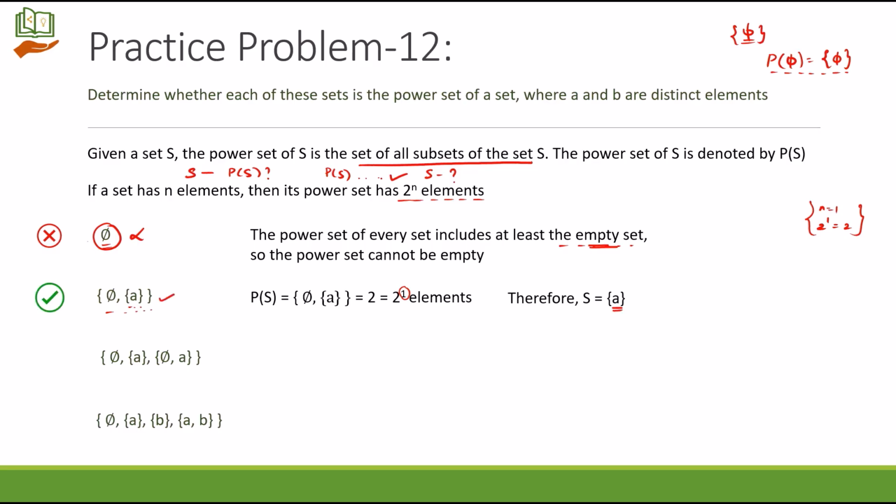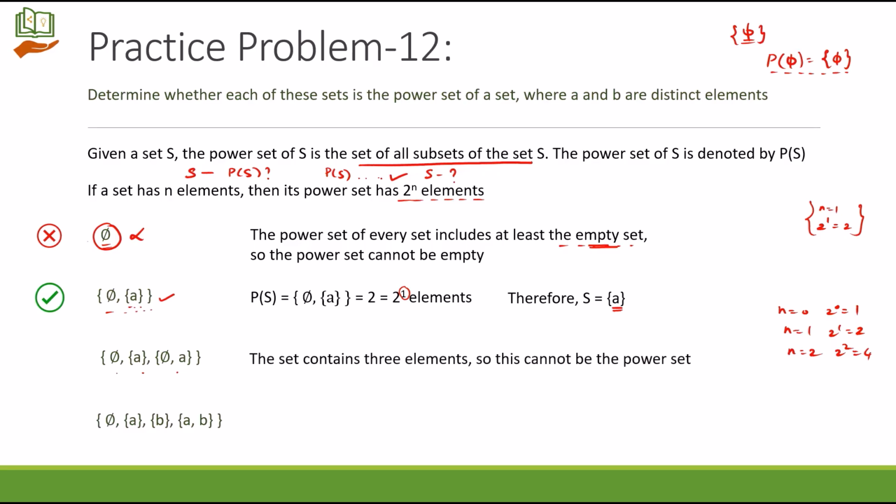What about the next one? There are actually 3 elements. When n is equal to 0, 2 power 0 is equal to 1. When n is equal to 1, 2 power 1 is equal to 2. When n is equal to 2, 2 power 2 is equal to 4. Do you have the count of 3 anywhere? Just by seeing this count of 3, you can say this is not a power set. The set contains 3 elements, so this cannot be the power set. So it is not.